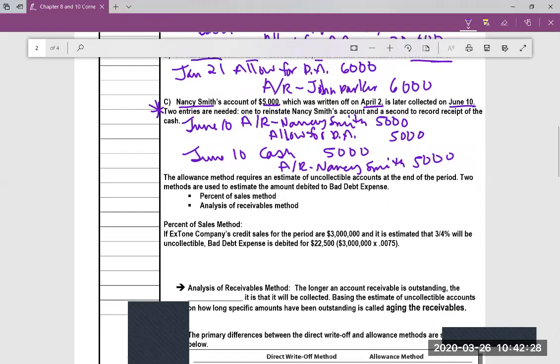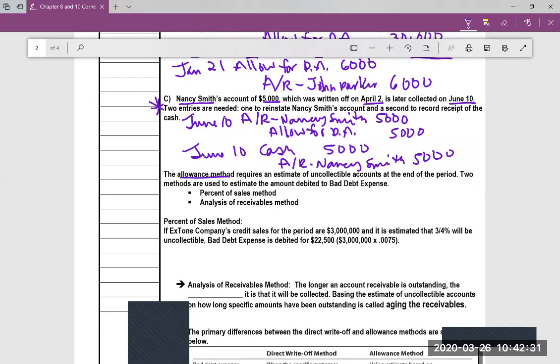One question you might be thinking is, how do you determine how much is going to be uncollectible? If you're following the allowance method, at the end of the year, you have to determine, well, gosh, how much is going to be uncollectible for this next year? So there's generally two ways to do that. It's the percent of sales method or the analysis of receivables method.